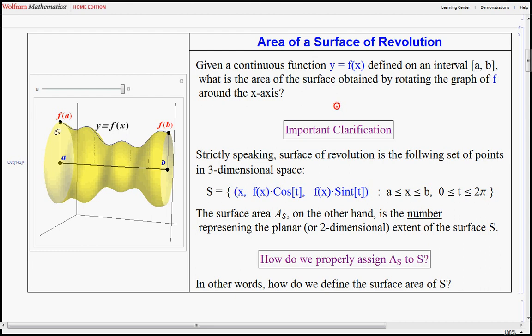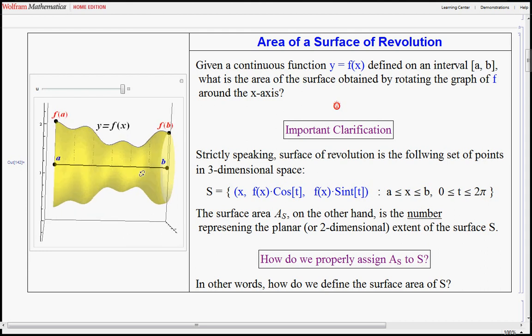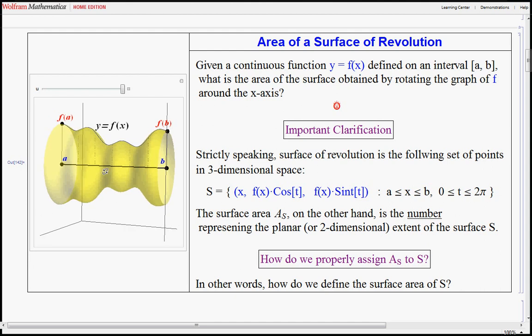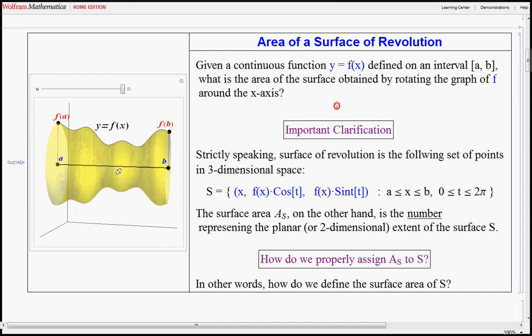I call that surface S, capital S. Our task is to assign to S a number A sub S, which represents the planar extent of that surface, or in other words, its area. So we are in a bit of a conundrum here. The surface in question is not a rectangle, there is no height and width to multiply, nor can this surface be unrolled onto a plane. What do we do?